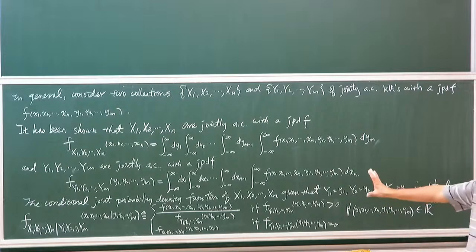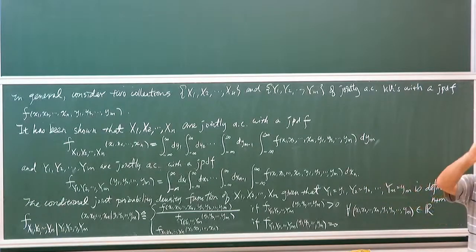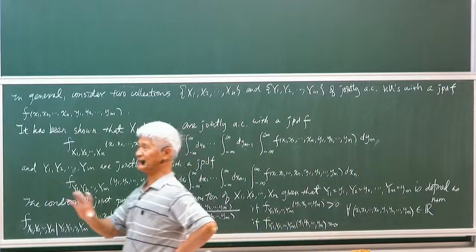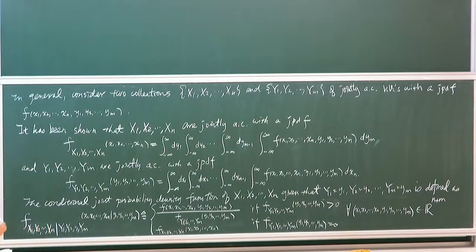So the idea is just a generalization of the previous idea we discussed before. Even though the notation is a little bit cumbersome, because we have n plus m random variables, a lot of random variables, it just takes time to write down the expression. But the concept is the same. Let me know if you have any question.